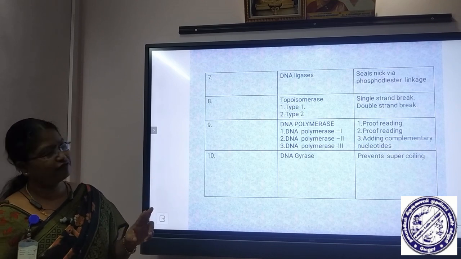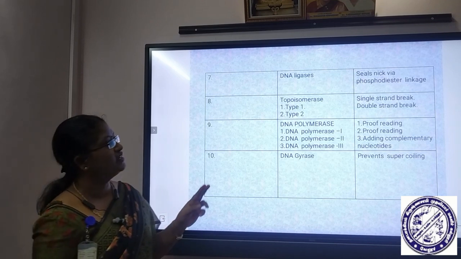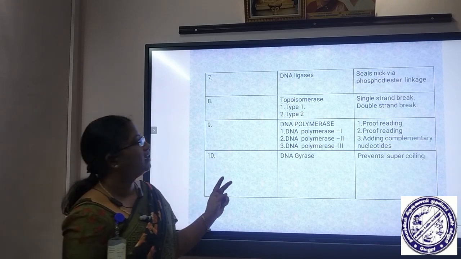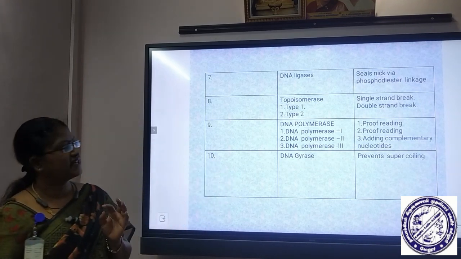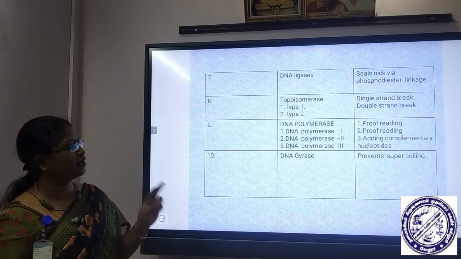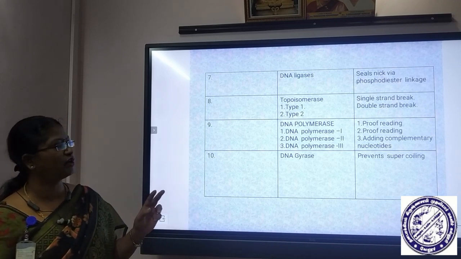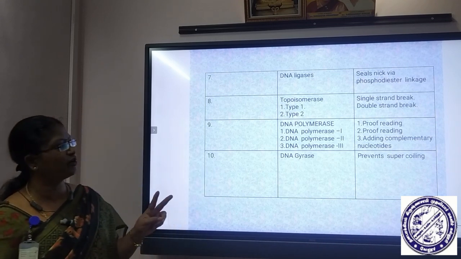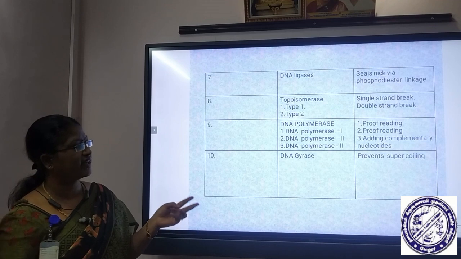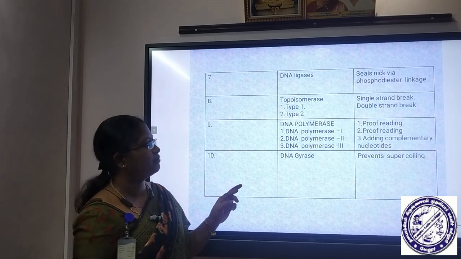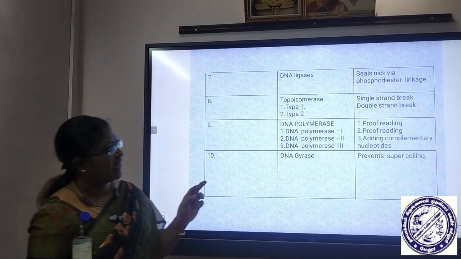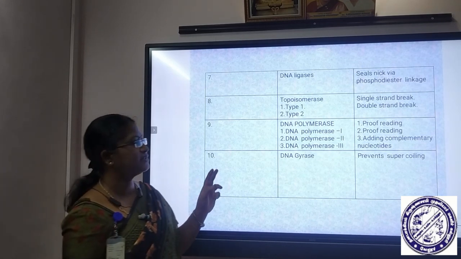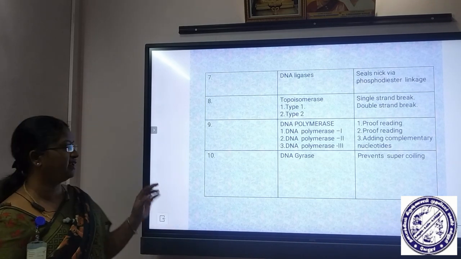Topoisomerase has two types, type 1 and type 2. These will do single-stranded breaks and double-stranded breaks. And move on to DNA polymerase. There are three DNA polymerases: DNA polymerase 1, DNA polymerase 2 and DNA polymerase 3. DNA polymerase 1 will do proofreading, DNA polymerase 2 will again do the proofreading function, and DNA polymerase 3 will add complementary nucleotides to the template strand. DNA gyrase will prevent the supercoiling of DNA.